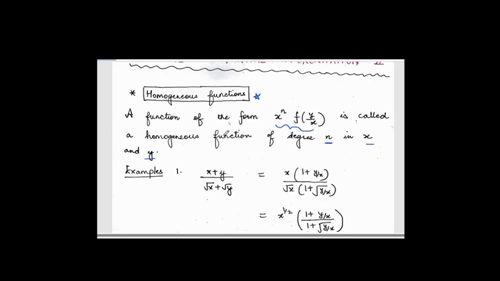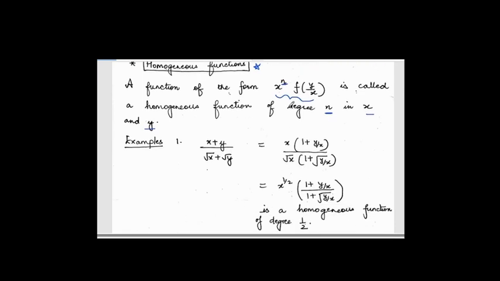Now here you have to understand certain points: n need not be a natural number. Don't think that if we are saying it's degree n, then n has to be a natural number. n can be any real number. So if you have any power of x into a function of y by x, such a composite function is going to be called a homogeneous function of degree n. So let's quickly look at certain examples.